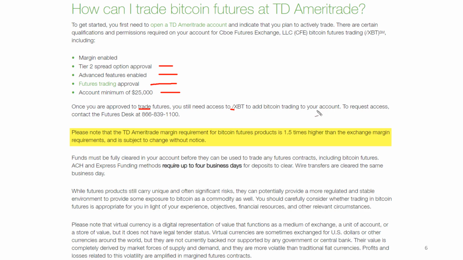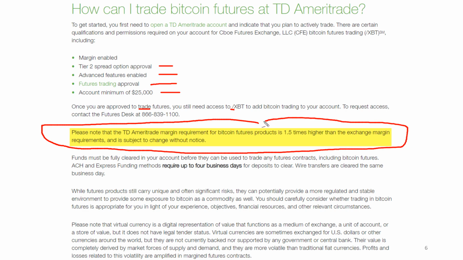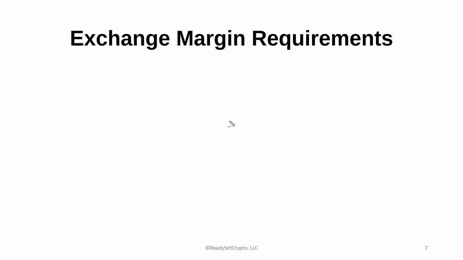So there's 2 steps to this. First of all, you have to convince people at TD Ameritrade that you know what you're doing. And secondly, you need to add this to your trading platform. And understand, even then they're not done with you, because the exchange margin at TD Ameritrade is 1.5 times the basic exchange margin. Now, let's get into how the CBOE determines margin for a second.